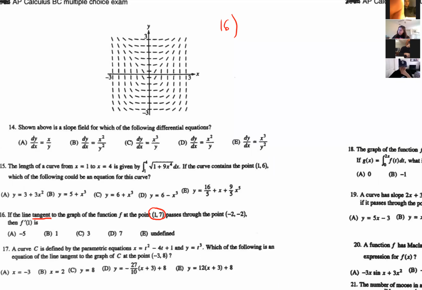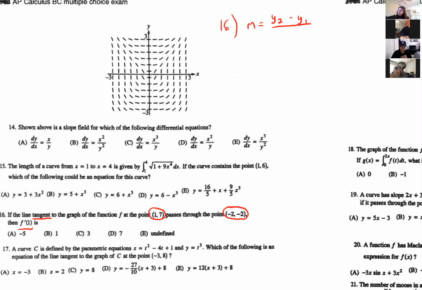It's just, well, it kind of does, because you have to recognize that the tangent line is the same as the derivative. So to find the slope of a tangent line, you just do y2 minus y1 over x2 minus x1, if you know 2 points on the tangent line. And that's the same as the derivative. So that's the only calculus there. It's just recognizing that the derivative is the same as the slope of the tangent line.